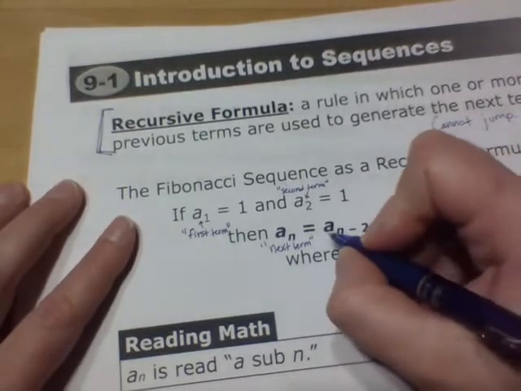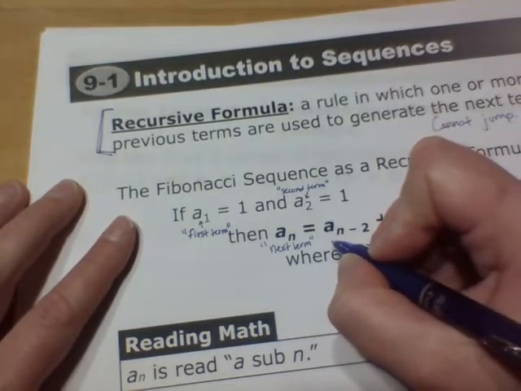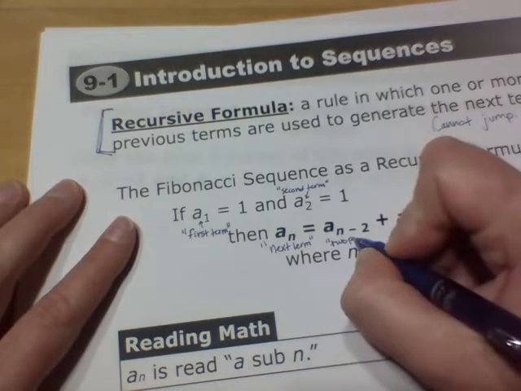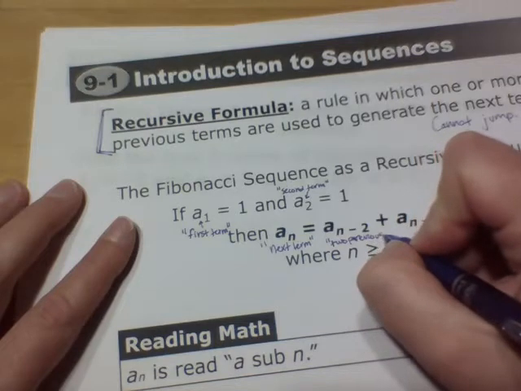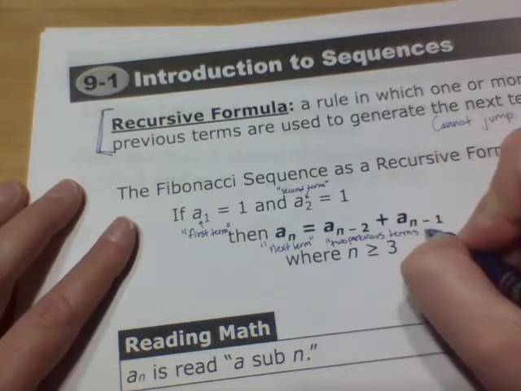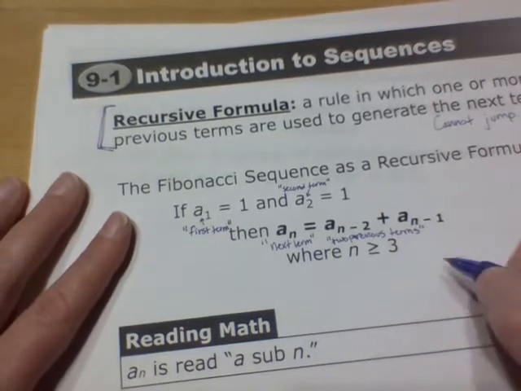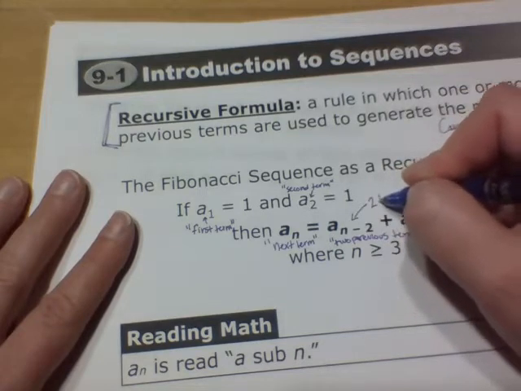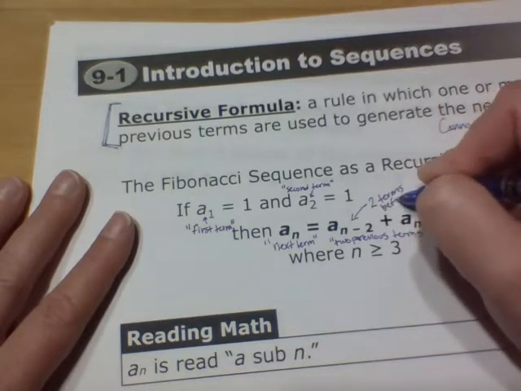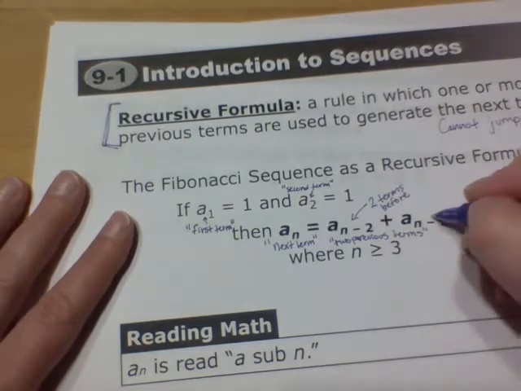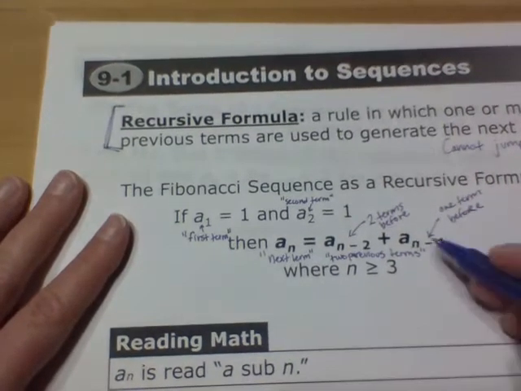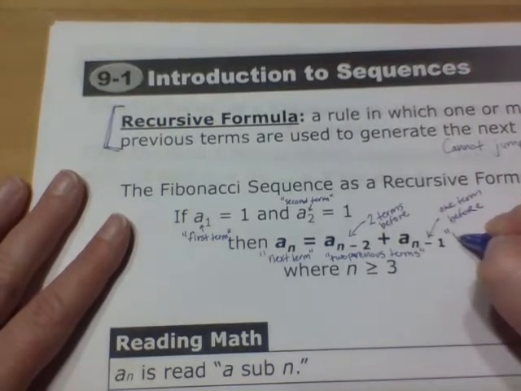you're going to take, I don't know how to say this nicely, the two previous terms and add them, okay? So this here is saying two terms before. That's what minus 2 would mean. And then this part is saying one term before. A lot of times we'll actually talk about this one as the previous term.